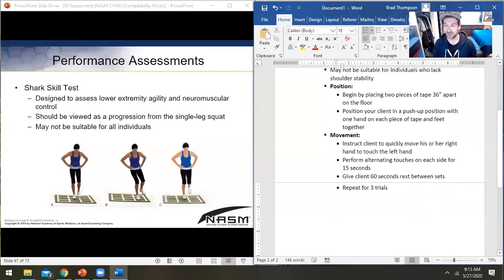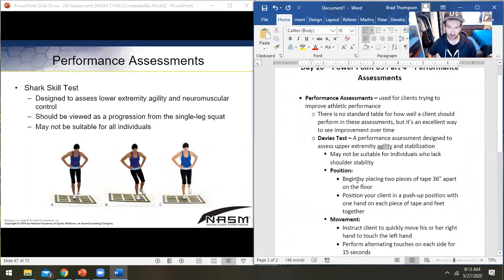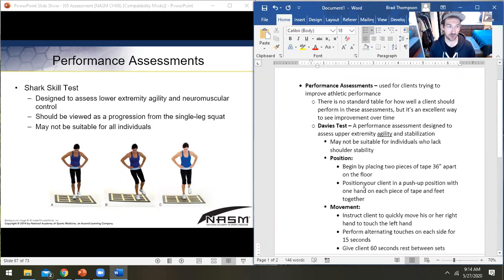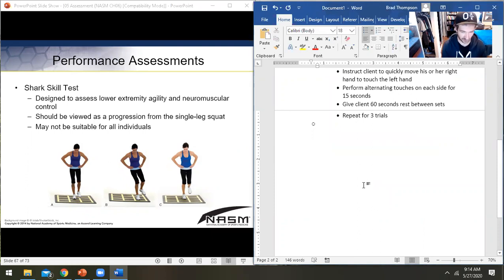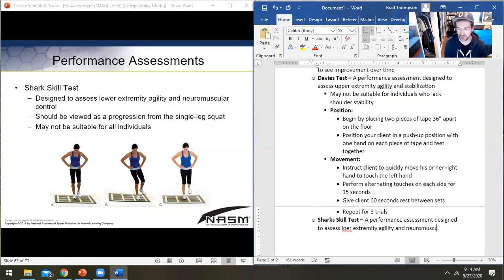All right, the next one we got is our next performance assessment in your regular textbook. The last performance assessment, besides the upper and lower strength assessments, is going to be your Shark skill test. This basically tests how well you can be a shark. No, but it's a performance assessment designed to assess lower extremity agility and neuromuscular control.